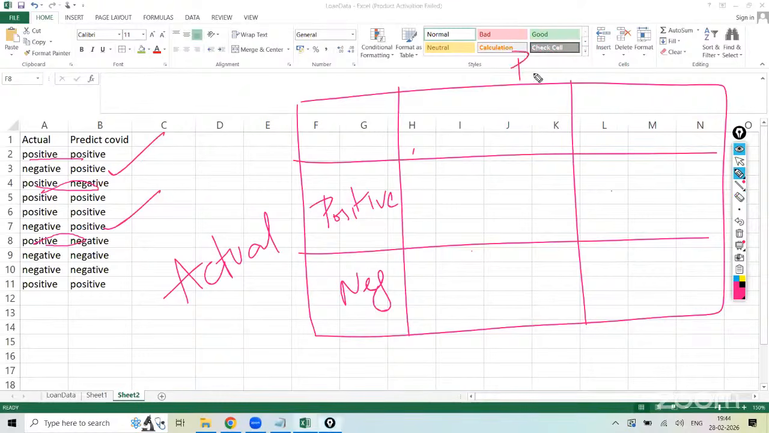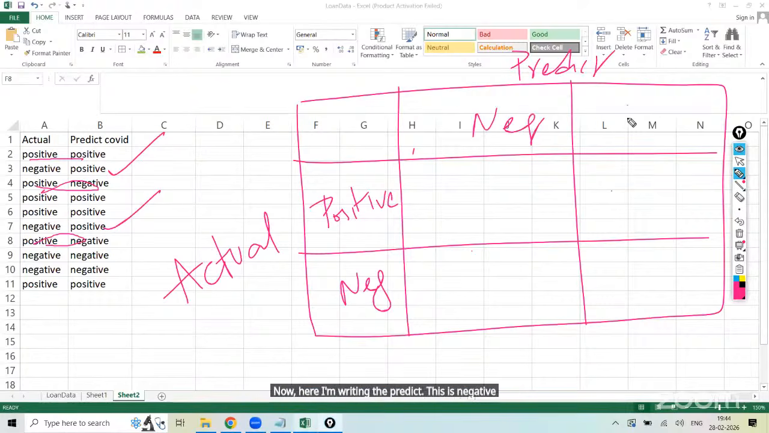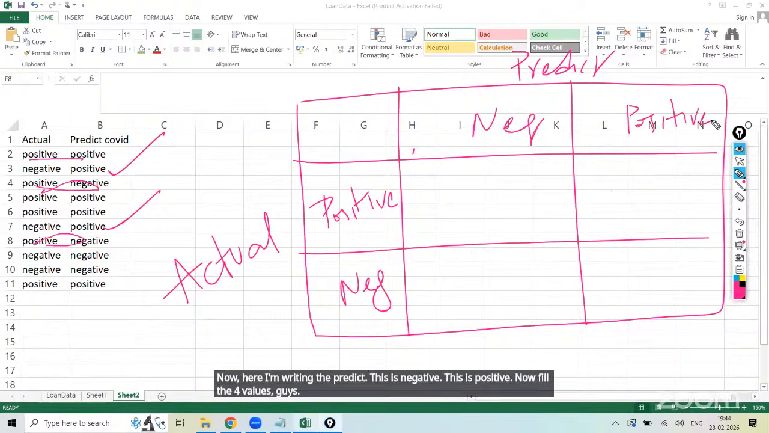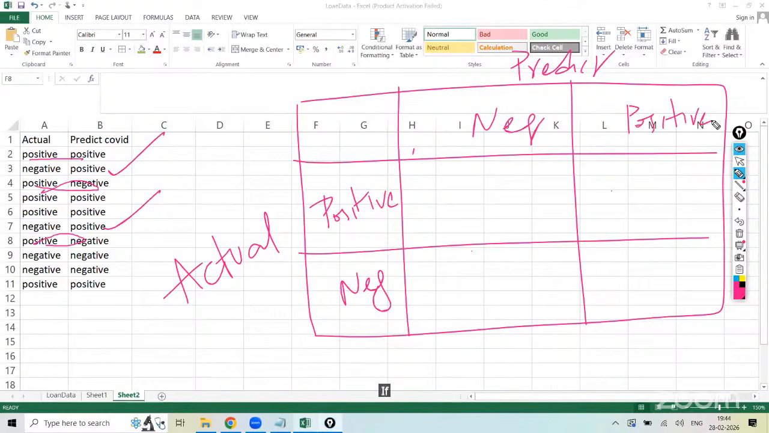Now, here I am writing the predict. This is negative. This is positive. Now, fill the 4 values, guys. If this is the case, fill the 4 values. Write in the notes. 4 values, write.